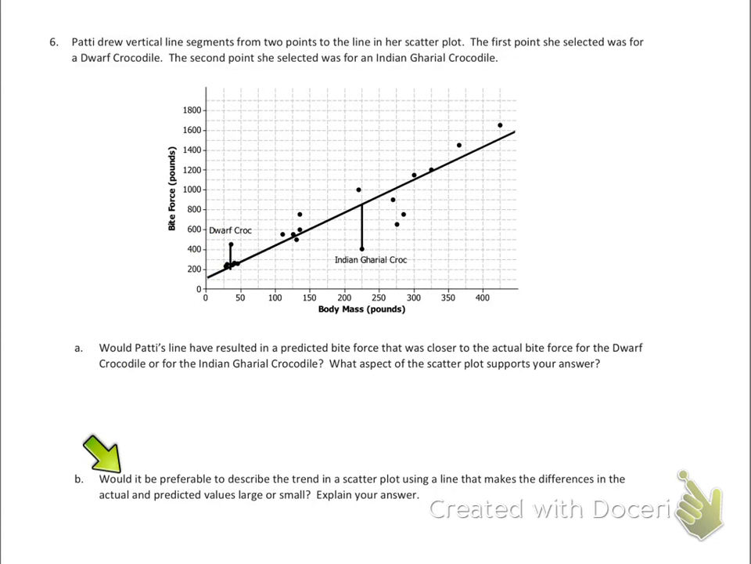Okay, so part B says, would it be preferable to describe the trend in a scatter plot using a line that makes the differences in the actual and predicted values large or small? Explain your answer. Okay, you can pause and think about that for a minute.